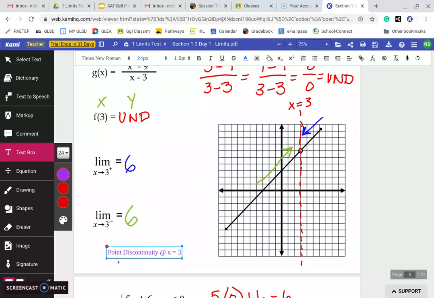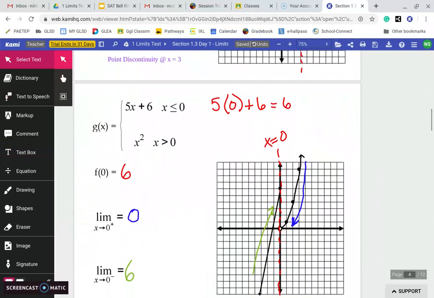Now, again, this is only happening at this x value of x equals 3 because that's all we tested. If I would test this x value over here, -5, it actually would end up being continuous because the limits from the left and the right would be the same as the function value. So this is just at x equals 3, has a point discontinuity.